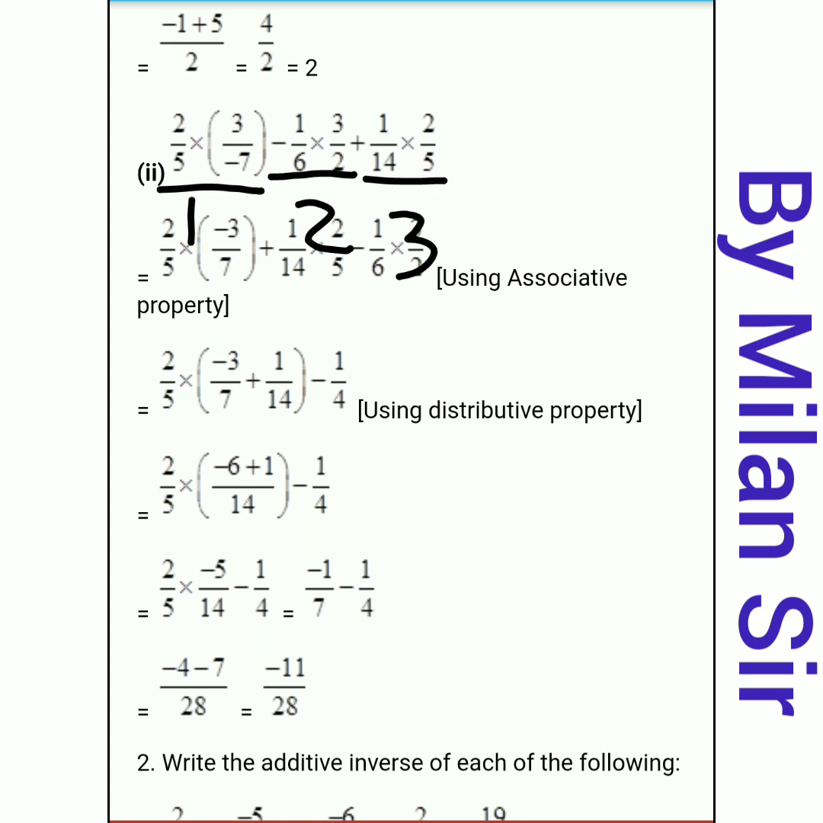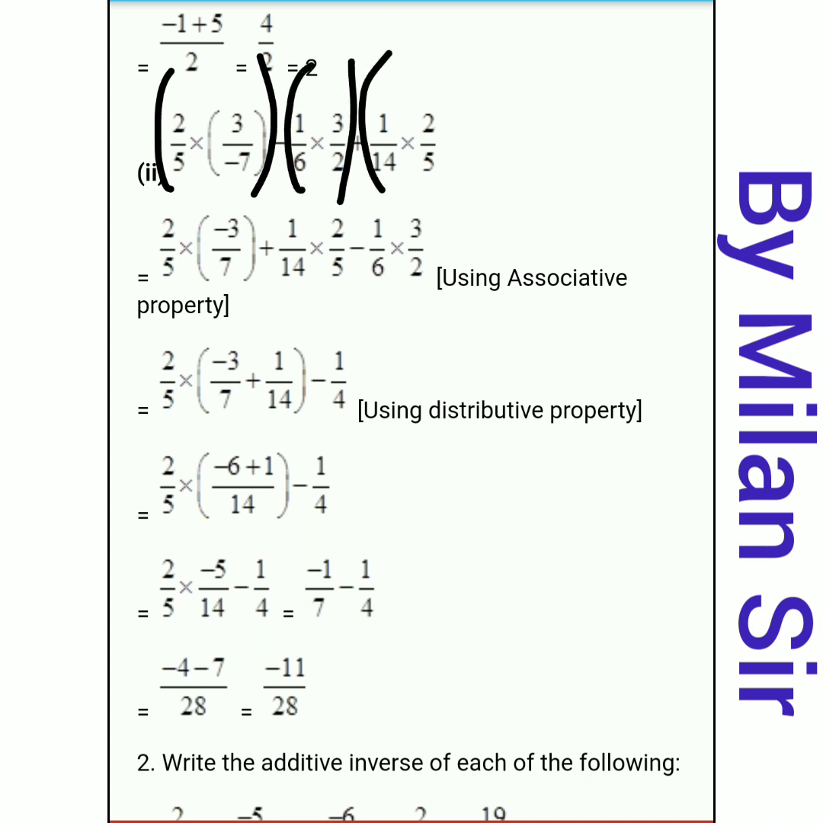right? Because 2 upon 5 is multiply with 3 upon minus 7, so it's a single term. After that here minus sign is there. That's why second term starts. Again here plus sign is there. So our third term starts. So here we have three terms, first, second and third. Okay. So first term, second term, third term.